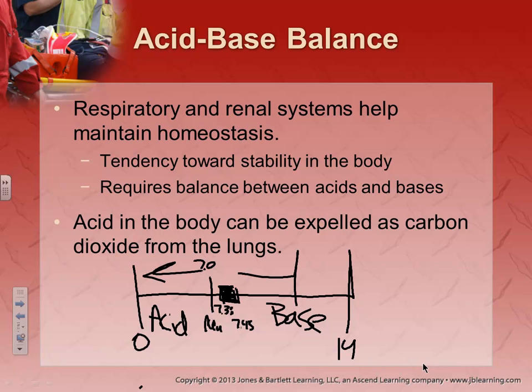So, anything to the left of 7.35 is going to be what? Acid, right? So, if we're increasing respirations, hyperventilation, right? We're going to actually decrease the CO2, right? So it's actually going to increase the pH, right? Does that make sense? And so if we hypoventilate, we're going to do what? Increase the CO2, but it's going to decrease the pH. All right?